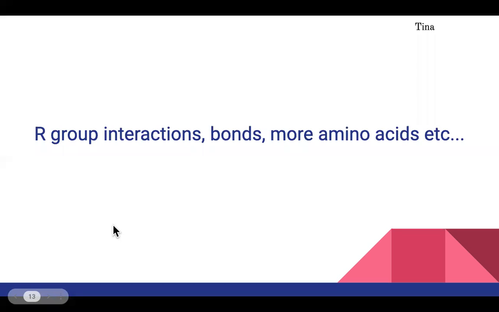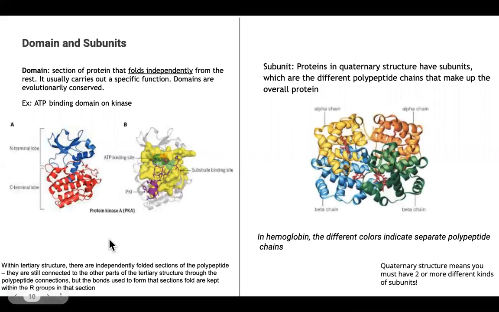Where domains are part of tertiary structure, like you have one polypeptide, and then it links both. So subunits are specific to only quaternary structure? Yeah. But you could have domains within a quaternary structure. A subunit can have many domains, yeah.